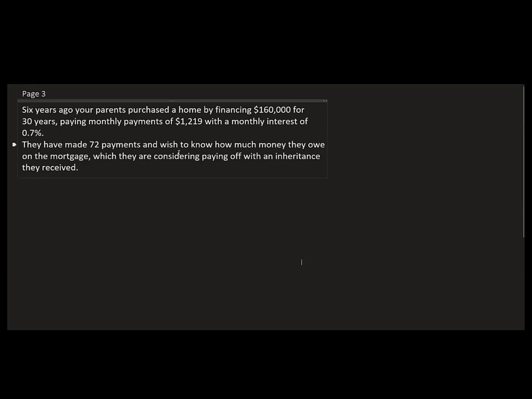So this is an example about the mortgage of a home. Let me read. Six years ago, your parents purchased a home by financing $160,000 for 30 years, paying monthly payments of $1,219 with a monthly interest of 0.7%. So that's very standard. The interest is monthly, something like that. Actually, it's kind of cheap. They have made 72 payments and wish to know how much money they owe on the mortgage, which they're considering paying off with that inheritance they received.